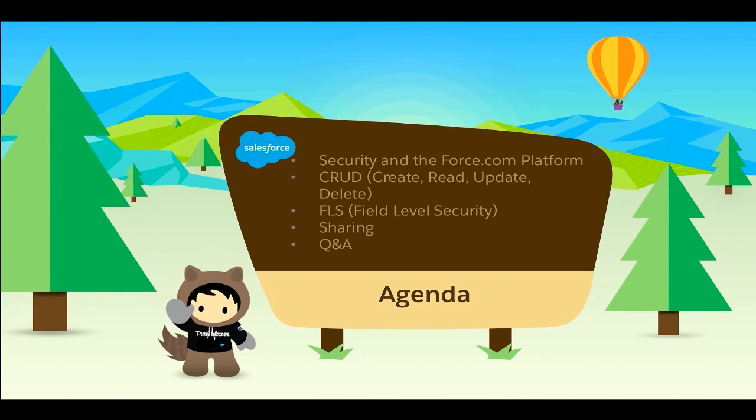So our agenda for today: we're going to start with some basic security, and talk about some things that are specific to Salesforce and some general security principles. Then we're going to talk about CRUD, which, for those of you that don't know, stands for create, read, update, and delete at the object level. Then field level security, FLS, which is how you secure access to particular fields in an object. And then sharing, which is how you secure access to particular rows in that object. Then we'll have question and answer. And as with all the presentations, the decks will be available on the website, so you don't really need to take any pictures.